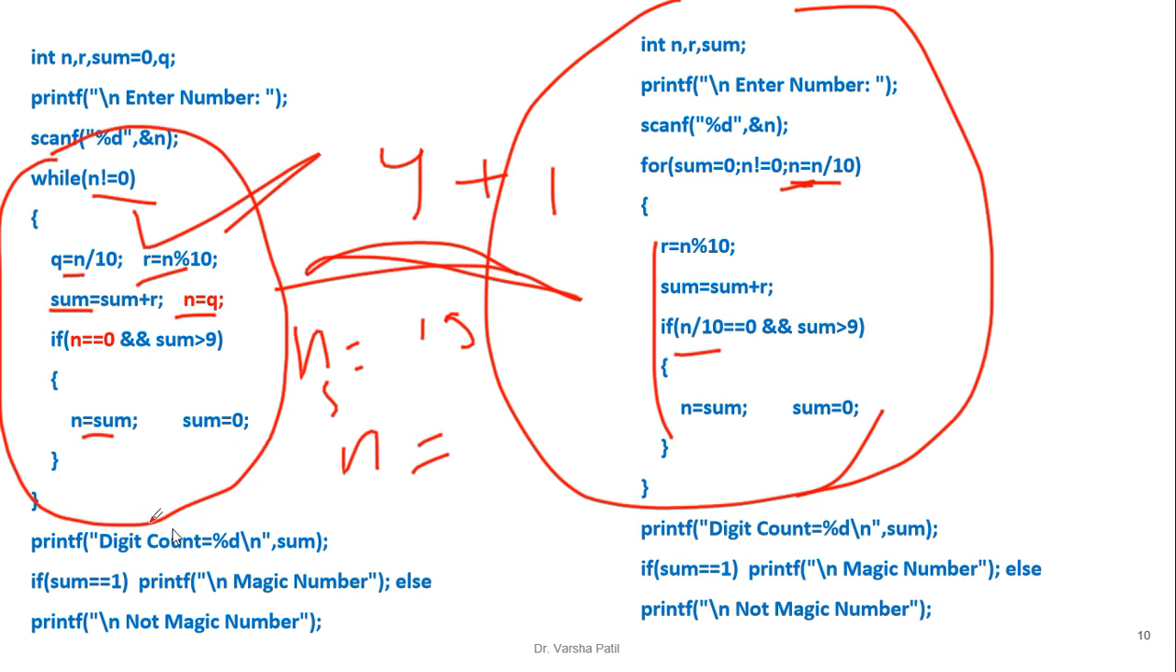And after that, when you come out of the loop, our sum is always between 0 to 9. So when sum is 1, it will print magic, otherwise it will print not magic. So we print sum here, and if sum is equal to 1, it will print magic, otherwise it will print not magic. So this is very important, that when n becomes 0, we will come out of the loop. So when n equal to 0, at that time again we check the condition immediately, and from that condition we decide whether to iterate the loop again or not.